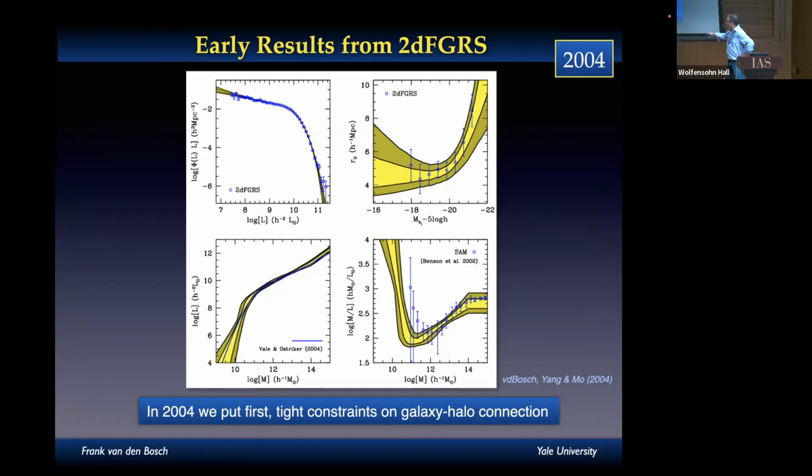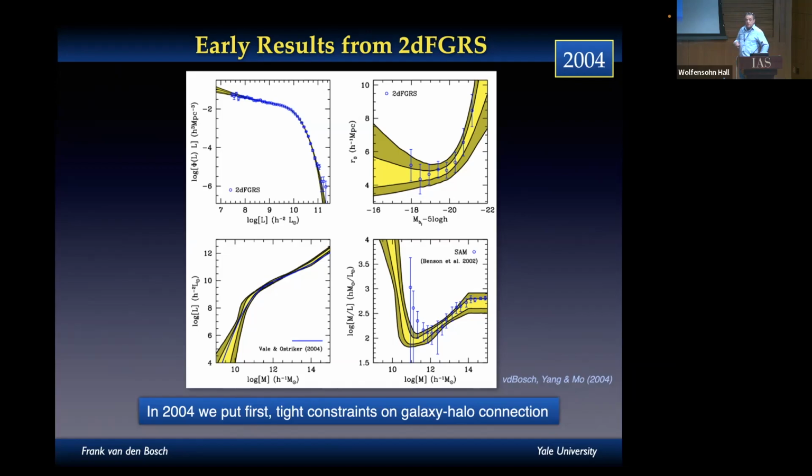And around the same time, Phil and Ostreicher did something similar called abundance matching and obtained a very similar relation. And these were sort of the first results where people really started to get constraints on the galaxy halo connection over a large range of scales. You can also plot the mass to light ratio if you want.